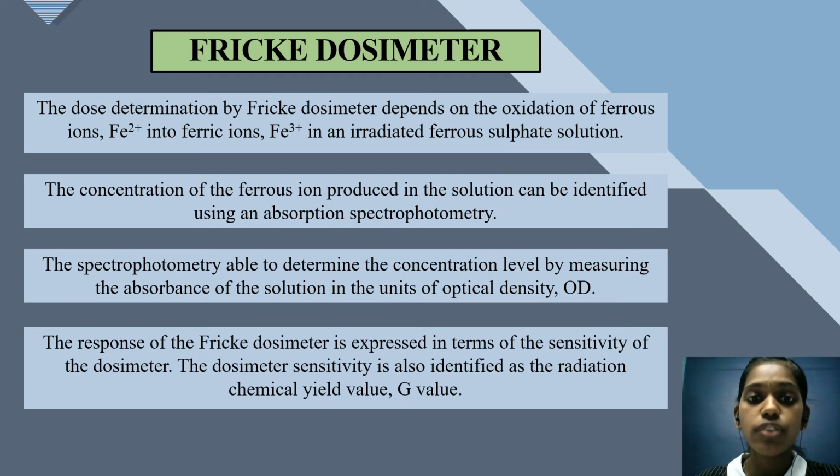The response of the Fricke dosimeter is expressed in terms of the sensitivity of the dosimeter. The dosimeter sensitivity is also identified as the radiation chemical yield value, which is the G value. The radiation chemical yield can be defined as the number of moles of ferric ions produced per joule of the energy absorbed in the solution.